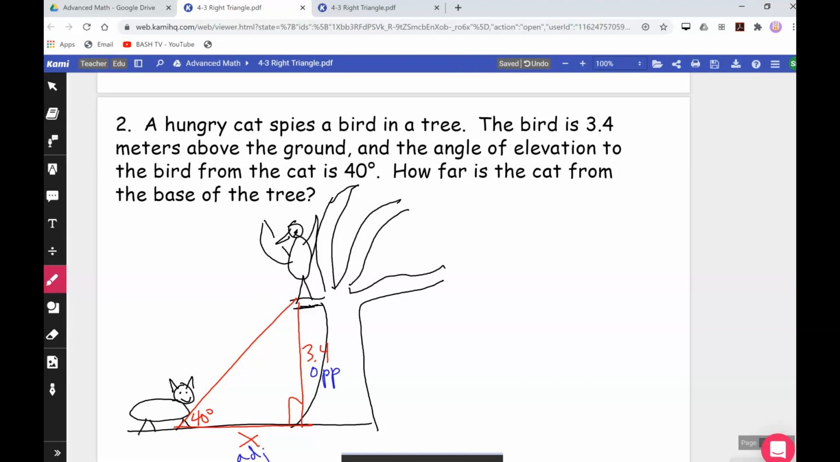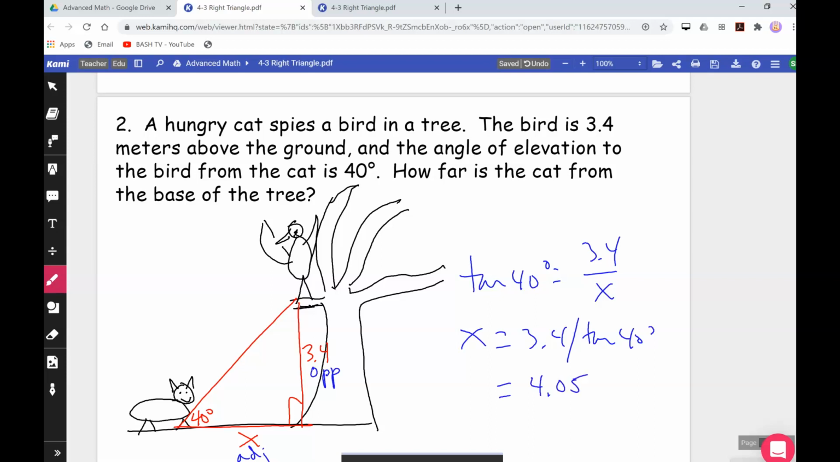So which trig is that? SOHCAHTOA. It's tangent again. Tangent of 40 degrees is 3.4 over x. Since x is on the bottom, what are we going to do? Yep, we're going to divide. X is 3.4 divided by tangent 40. All right, and so we should get about 4.05. In this case, I went 2 decimal places, and that is meters.